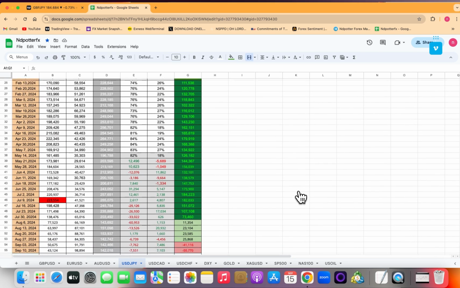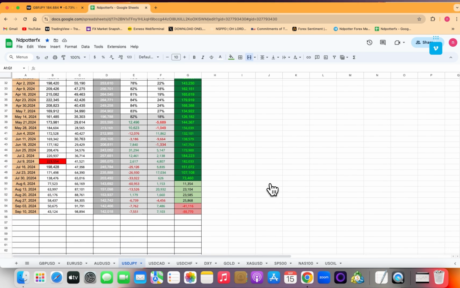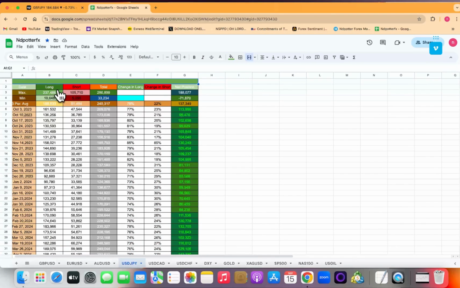Okay, this is the data. You remember, every Japanese pair trades exactly the same. USD/JPY, GBP/JPY, every JPY pair trades the same. And let's look at their maxed out number on long. Their maxed out number on long is 237,488. Their maxed out number on short is 105,000. Minimum on long 10,000. Minimum on short 5,000.